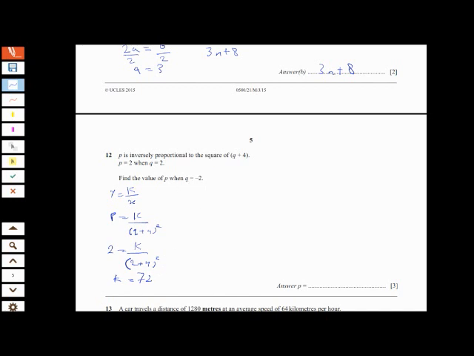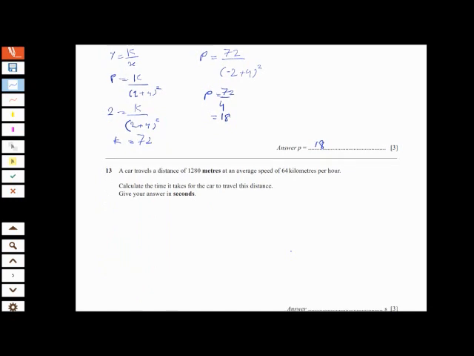So find the value of p when q equals negative 2. P equals 72 over negative 2 plus 4 square. And so p equals 72 over 4, which is 18. So that's the answer.